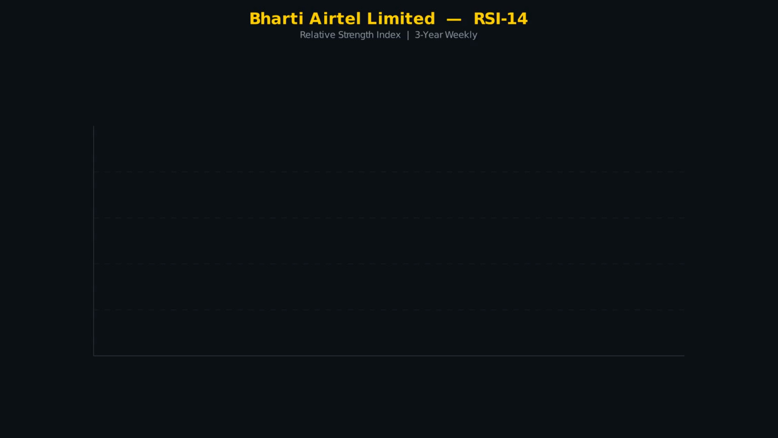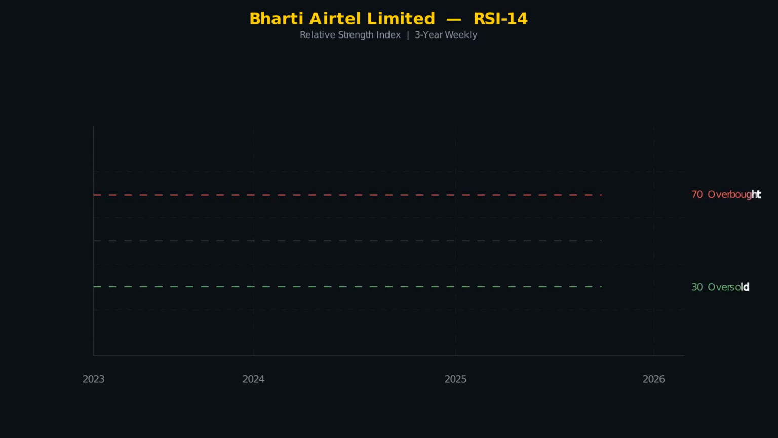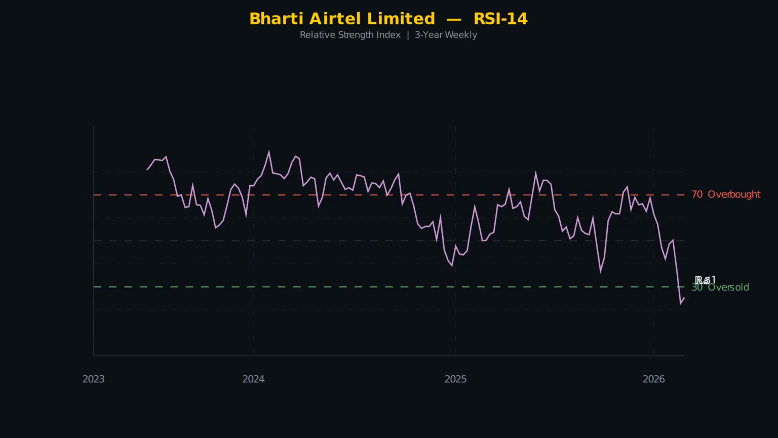Here is the RSI chart for Bharti Airtel Limited over 3 years. The red dashed line at 70 marks overbought. The green dashed line at 30 marks oversold. The current RSI reading is 25.4. A bounce may be ahead. Oversold conditions often attract buyers.